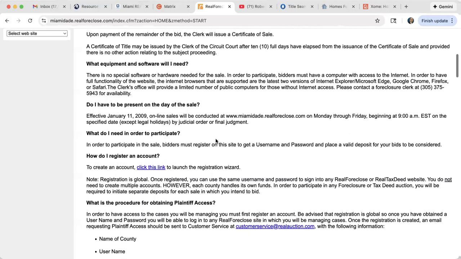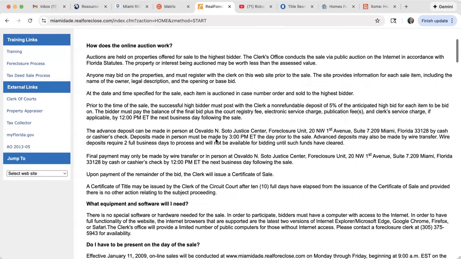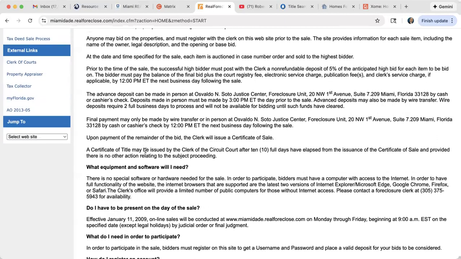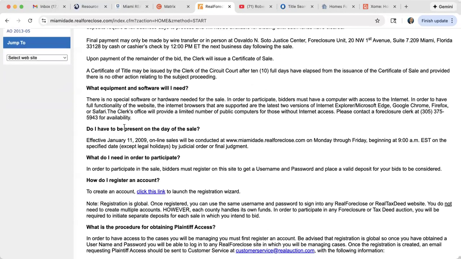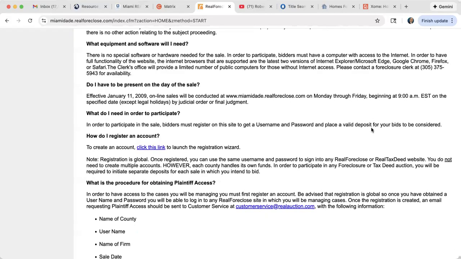All right. This is only if you win the auction that 5% is not returned to you because obviously you have to come up with the rest of the money. Okay. A certificate of title may be issued by the clerk of court after 10 days from the purchase. All right. What equipment you need, how do you present the day of the sale? You present yourself at the website and you go for auction.